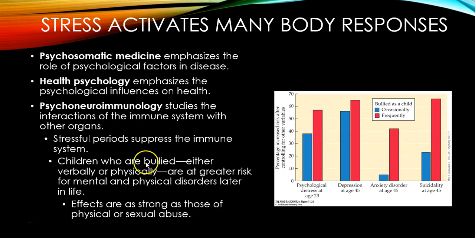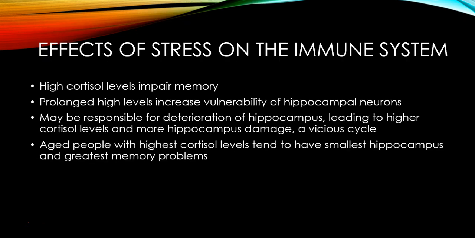So again, the stress and chronic stress particularly leads to greater risk for mental disorders as well as physical disorders. And that's that combination of psychosomatic or neuroimmunology, that it all works together. Our brain and our body all work together to either protect us or potentially put us at risk.